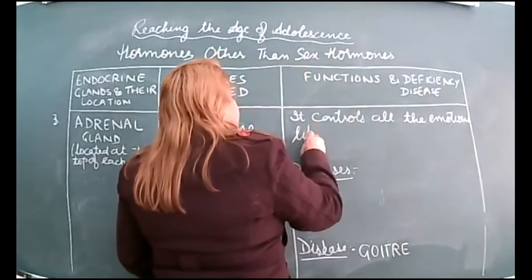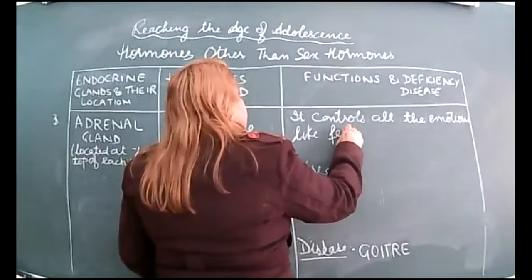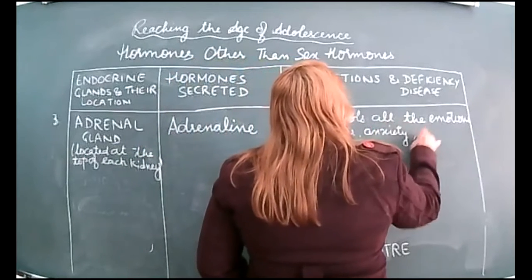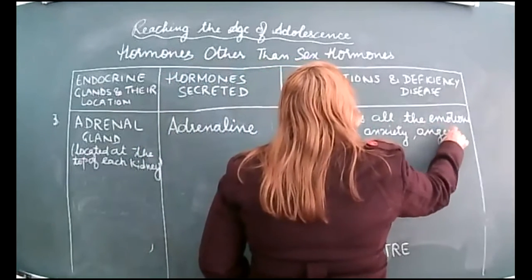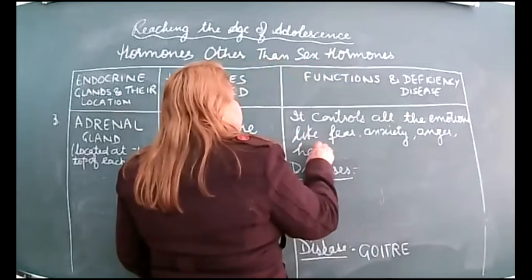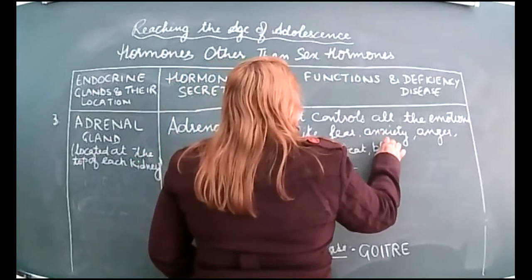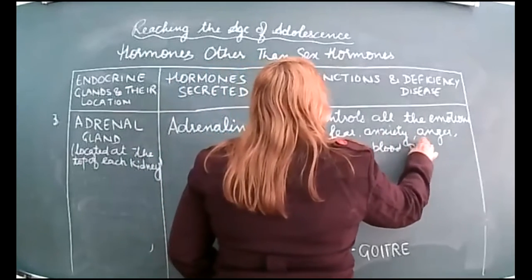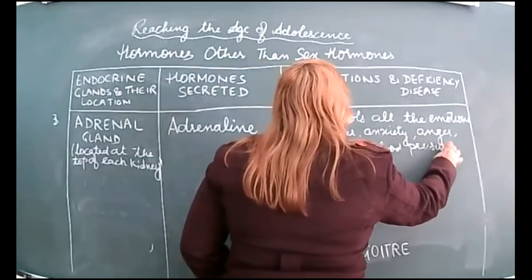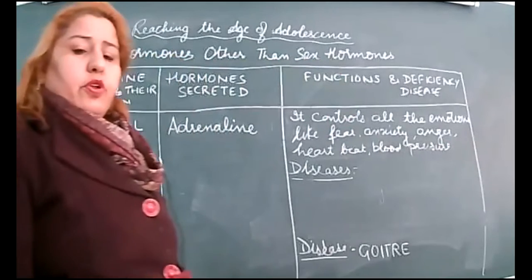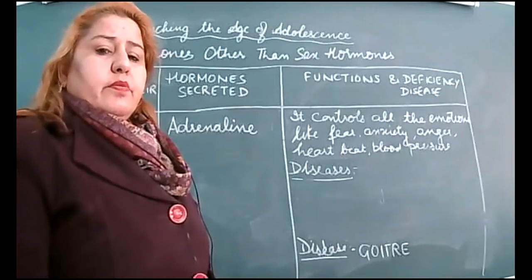Okay, ji? Like fear, anxiety, anger, heartbeat, blood pressure. Is it clear, Bittu? Hanji Punya, unmute yourself, beta.